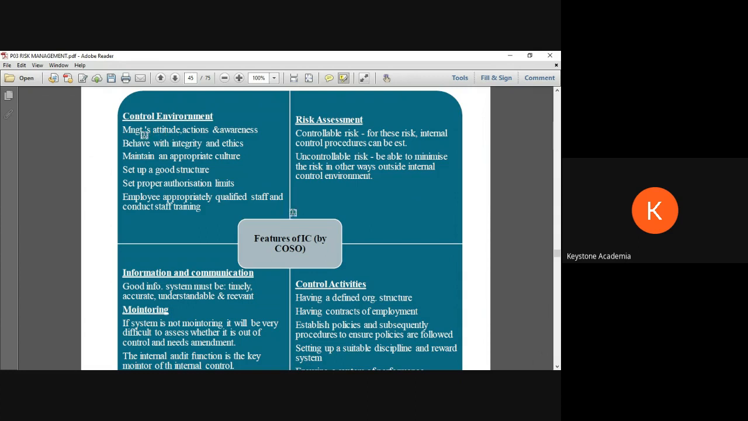What is management attitude? Remember, this internal control and risk management is directly relevant to what is the risk appetite of the company. Are we risk seeker? Are we risk averse? Are we risk neutral? All of that.